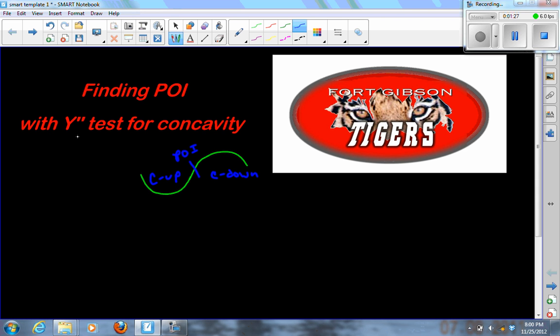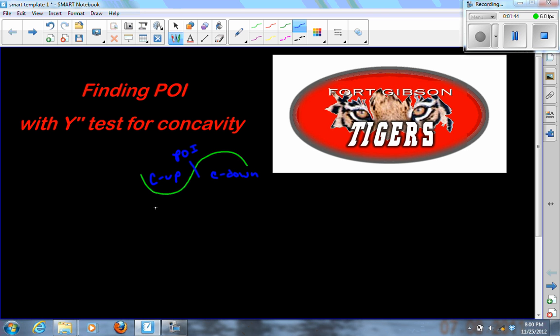And that's because the second derivative checks the rate at which the rate is changing. Remember, a first derivative is a rate. So a second derivative would be the rate that the rate is changing, which is concavity. So there's a number line test for that.